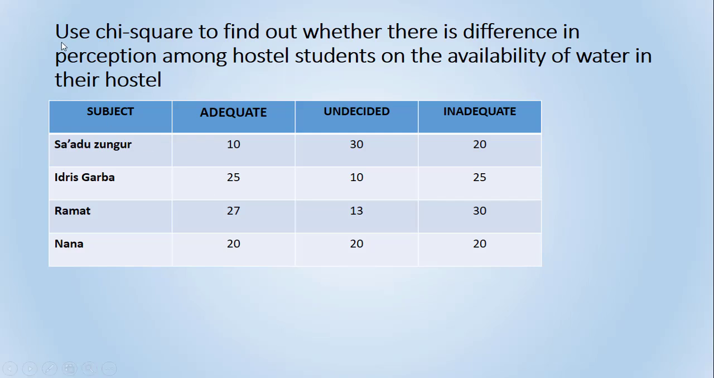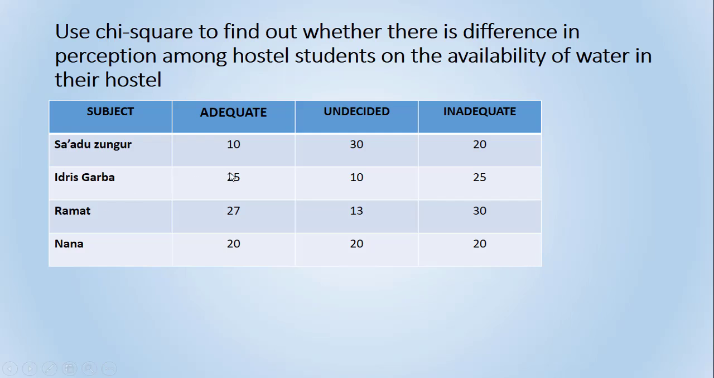The question given last week was: use Chi-square to find out whether there is a difference in perception among hostel students on the availability of water in their hostel. That means you want to check maybe these variables are independent or they are dependent. Well, that's what we want to use Chi-square to check.